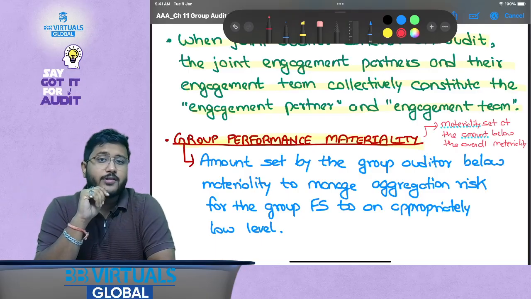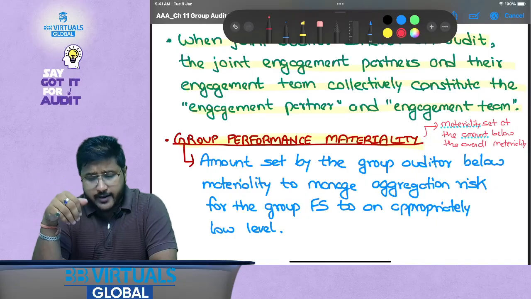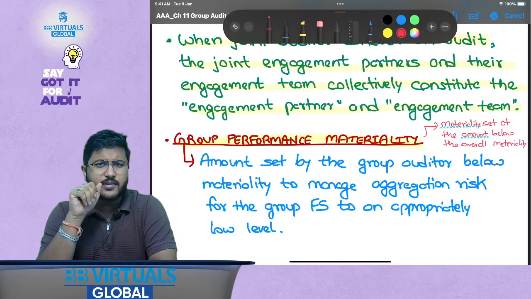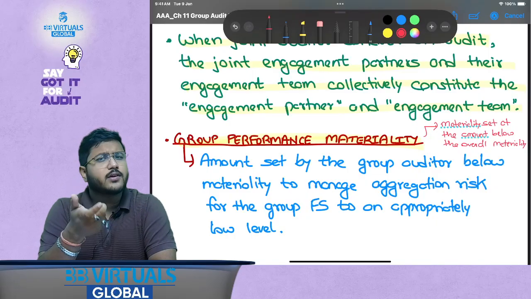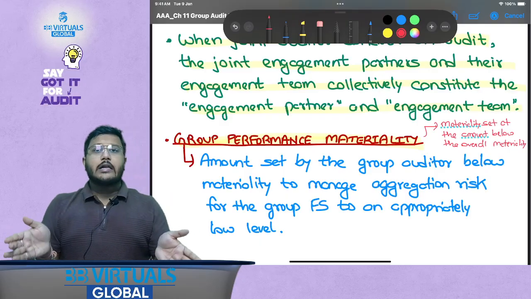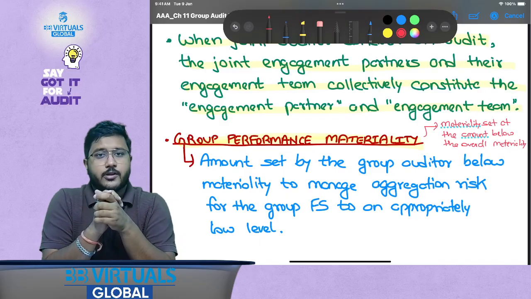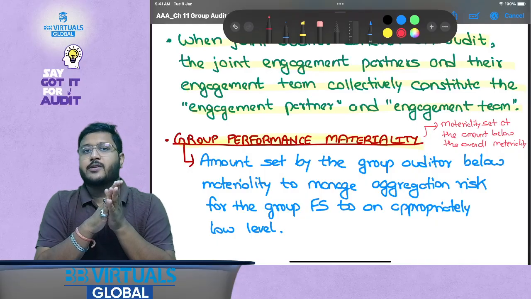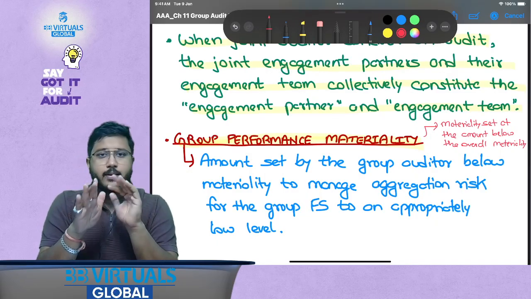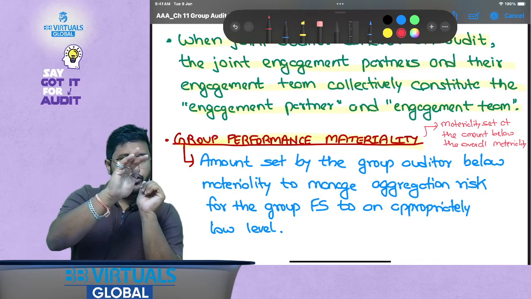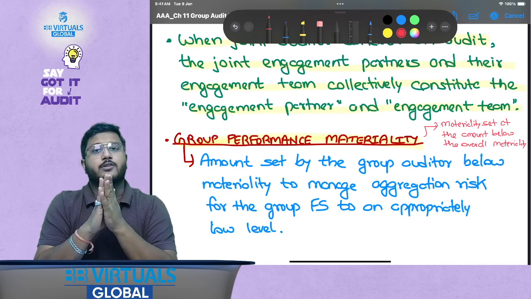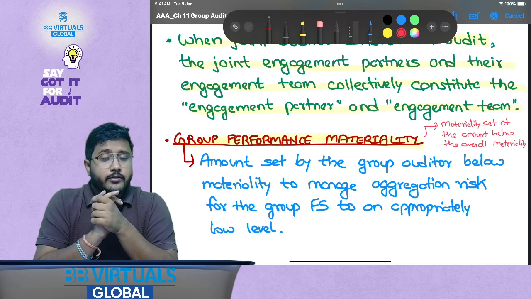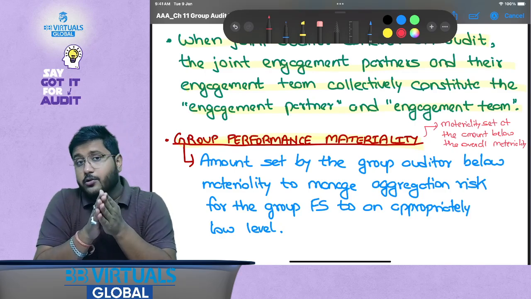Now there are certain other terms which I have not mentioned over here, but they are applied very similarly, like aggregation risk. What is aggregation risk? The risk that the collective amount of all misstatements would move above the materiality set for the financial statements as a whole. That is similarly applied over here, but I have not written it because we have already discussed it under the materiality chapter.